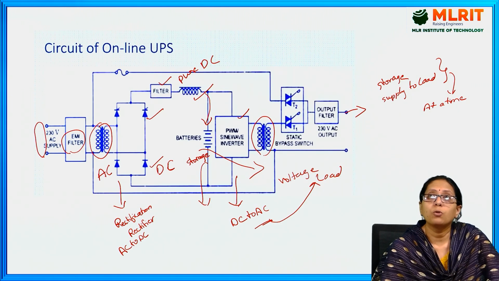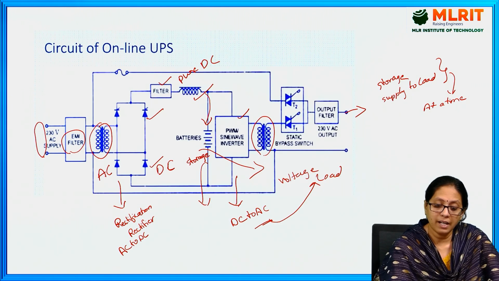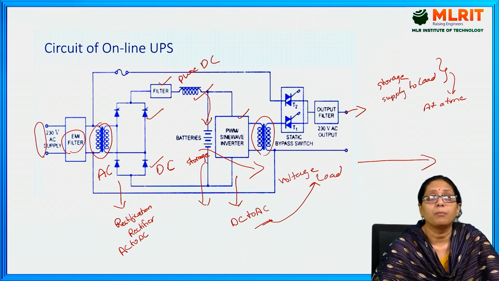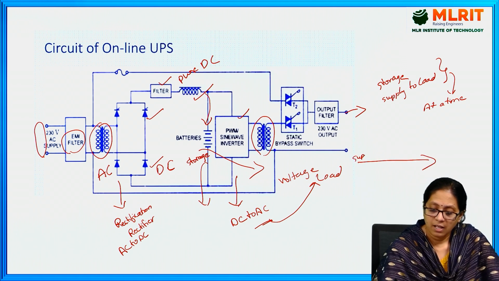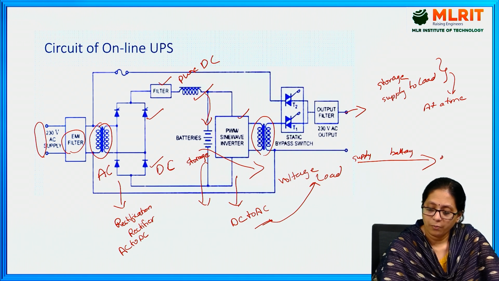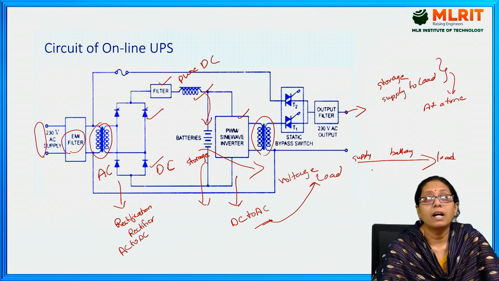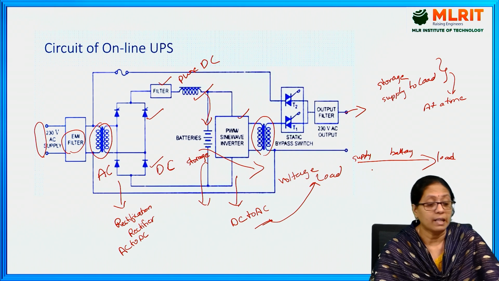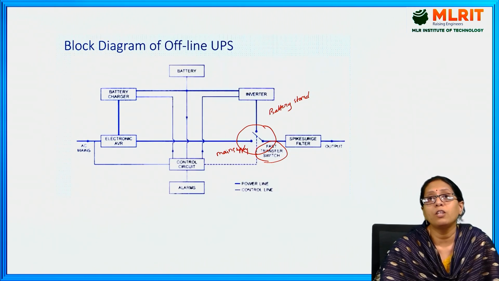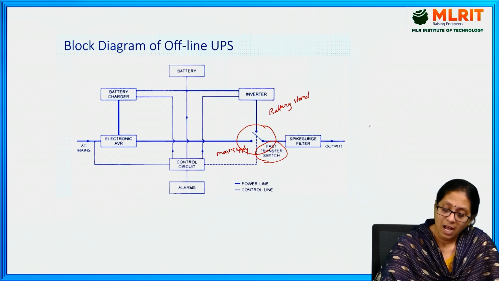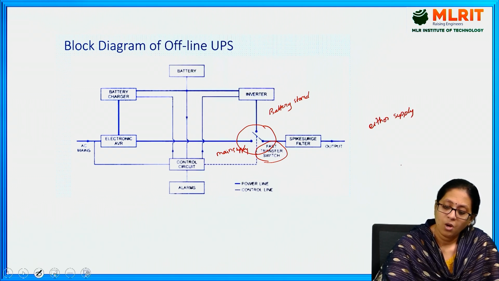The main supply as well as battery are not connected like in online. In online UPS, the supply as well as battery as well as load are all connected in a single line at a time. But in case of offline UPS, they are connected in a parallel combination. That means either supply or battery.